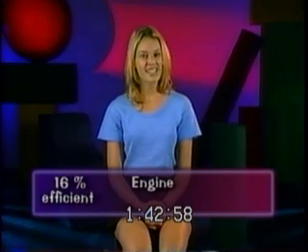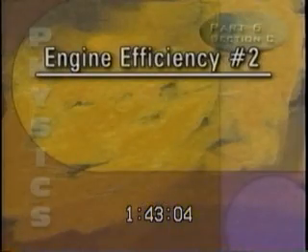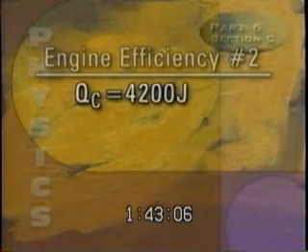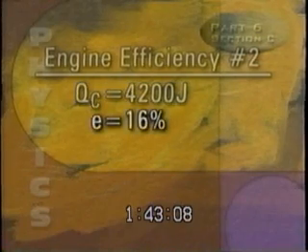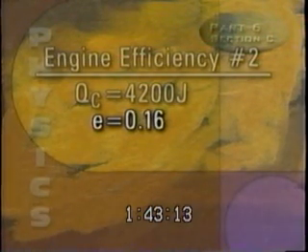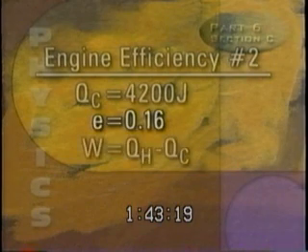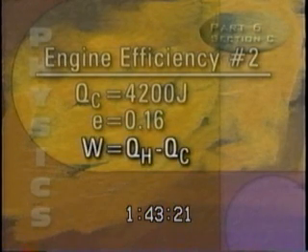Okay, here's another problem. If an engine is 16% efficient and expels 4,200 joules, what is the work done by the engine? Setting up the problem, we have Q sub C, 4,200 joules, and we've got the efficiency, E, is 16%, or 0.16. The problem asks us to find the amount of work done by the engine. From the equations we've learned, work equals Q sub H minus Q sub C.